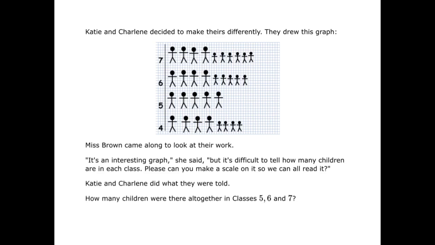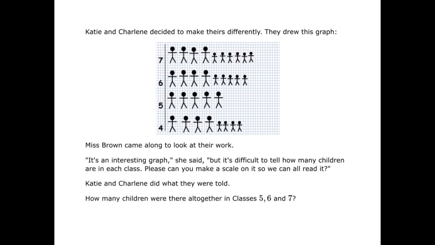So Katie and Charlene decided to make theirs differently. They drew this graph, so they've drawn a pictogram. Miss Brown came along to look at their work. It's an interesting graph, she said, but it's difficult to tell how many children are in each class. Please can you make a scale or a key on it so we can all read it? Katie and Charlene did what they were told.